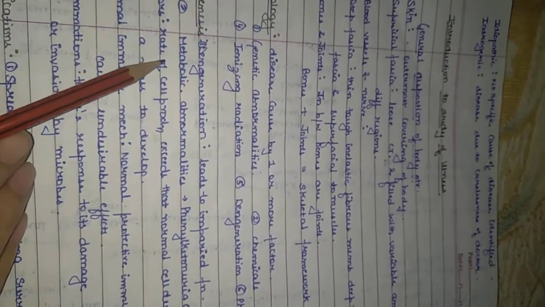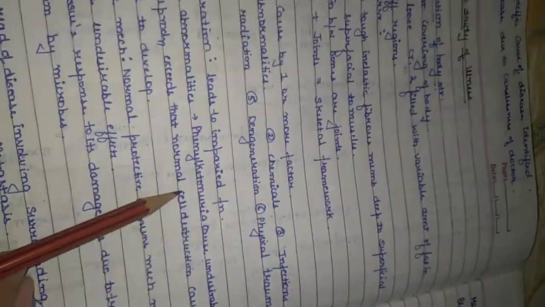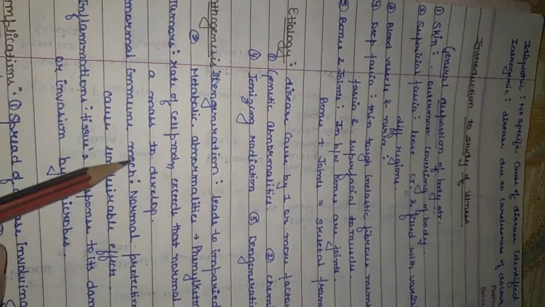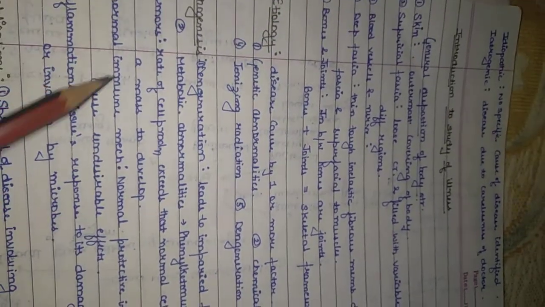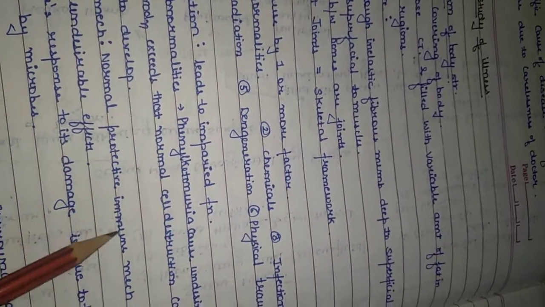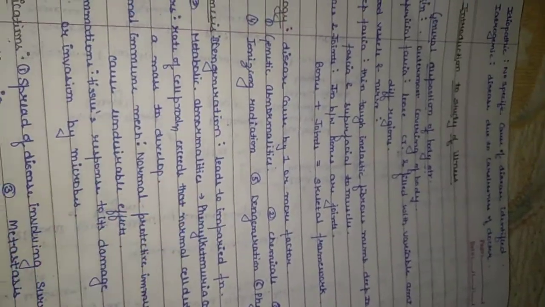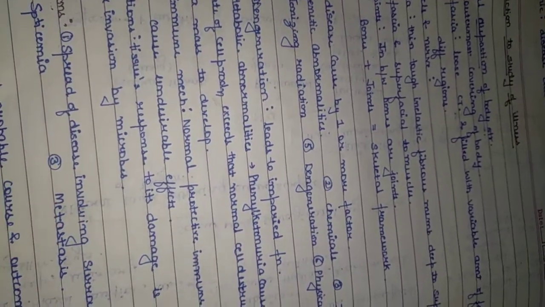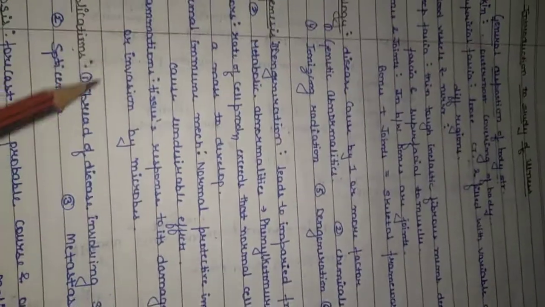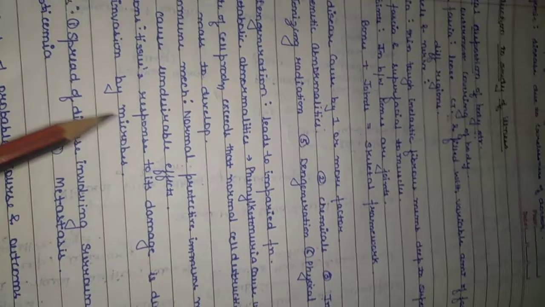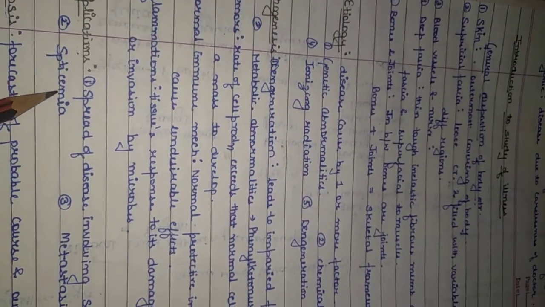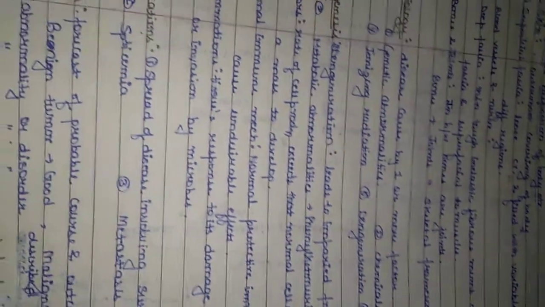Now we will see the definition. Rate of cell production exceeds normal cell destruction, causing a mass to develop. Abnormal immune mechanism: the normal immune protective mechanism may lead to undesirable effects. Next thing, inflammation, that is tissue response to damage due to trauma or invasion by microbes. Next thing, complications, that is spread of disease involving surrounding structures. Second is your septicemia, and third is your metastasis.